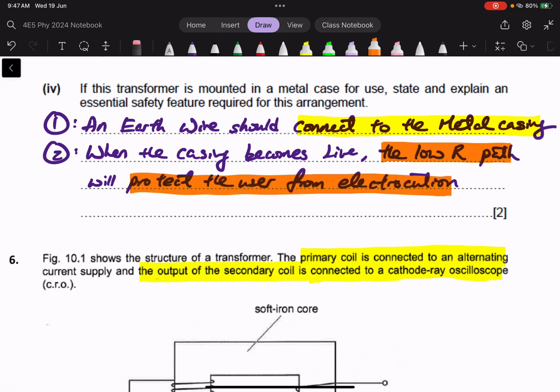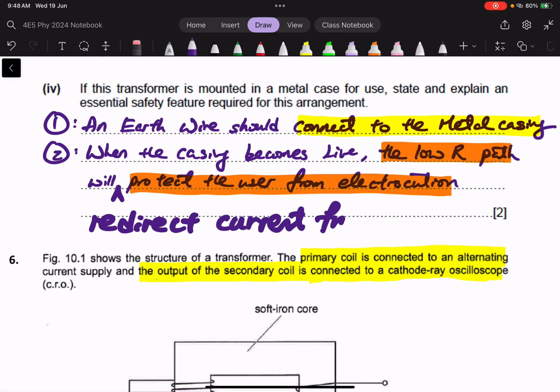So if you really feel insecure about why there's still one more line, you can add in that it will hence redirect the current from the user, and as a result, it protects the user from electrocution. So it's really up to you.